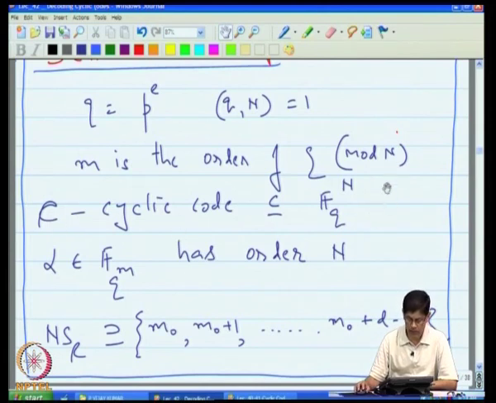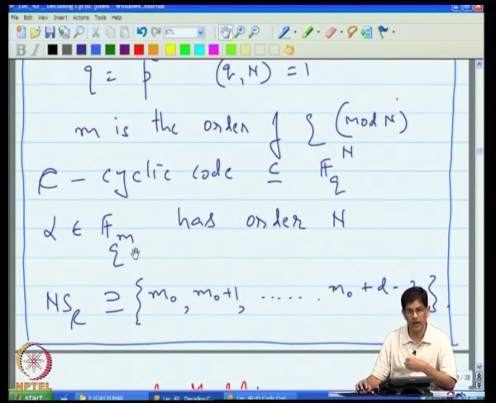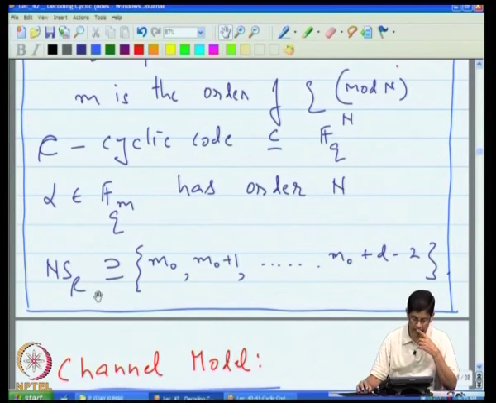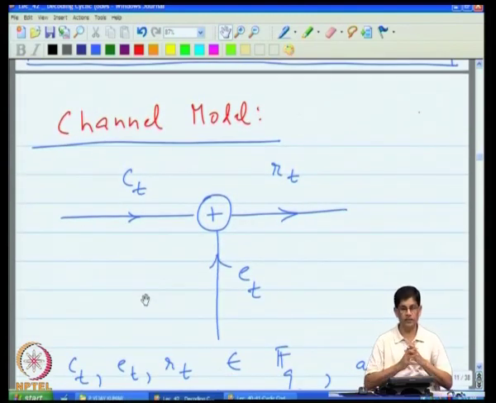C is a cyclic code of block length n, so it is contained in here, and there is an element alpha in some extension field of F_q, meaning some field larger than F_q that contains an nth root of unity, or an element of order n. And then the null spectrum is mandated to contain a string of d minus 1 consecutive frequencies, namely these starting with m0.